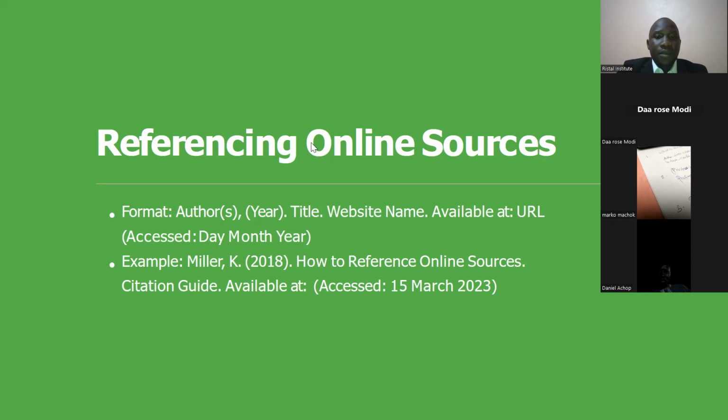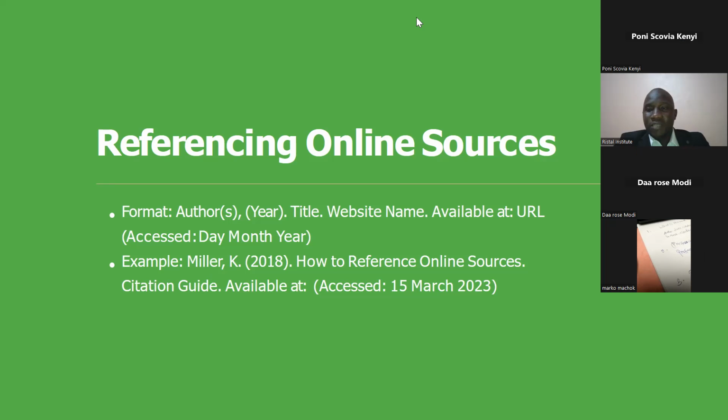All right. So you need to put the website and the link, what we call the URL. Put it there, and then also put the date that you accessed the link. Why do you think we need to put the date for which we access the link? For example, if you got the document on Ristal Institute website, you downloaded it, read it, and now you're referencing it. Why do you need to put that date? Anyone who knows? Yes, Pony?